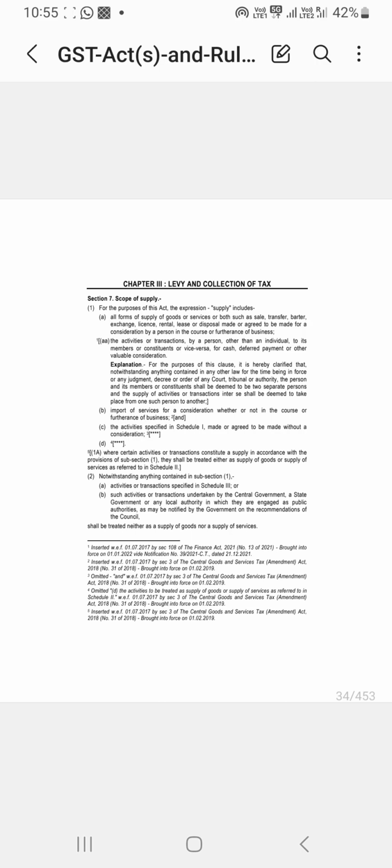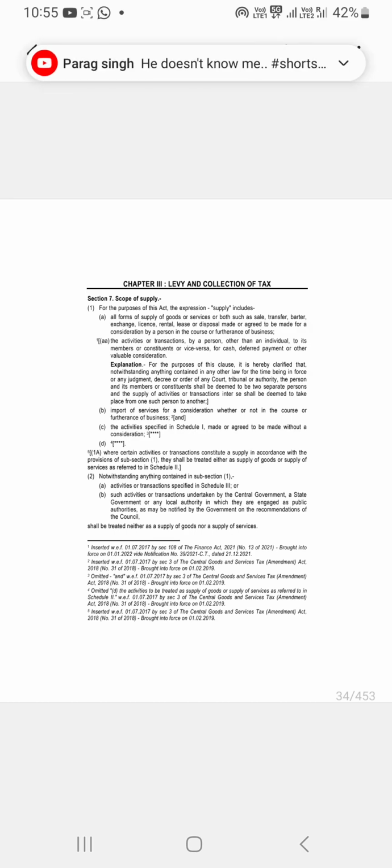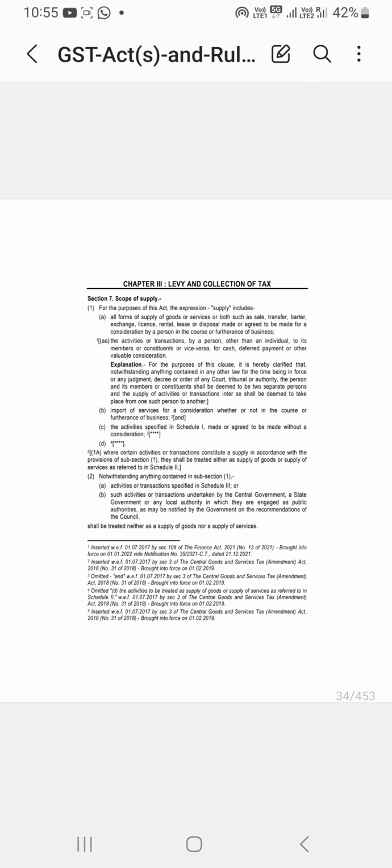Now let's come to the second limb, that is 1(a), the activities or transactions by a person other than an individual to its members or constituents or vice versa for cash, deferred payments or other valuable considerations. This is the limb that was inserted by the Finance Act 2021 with effect from 1st January 2022, vide Notification number 39 of 2021.